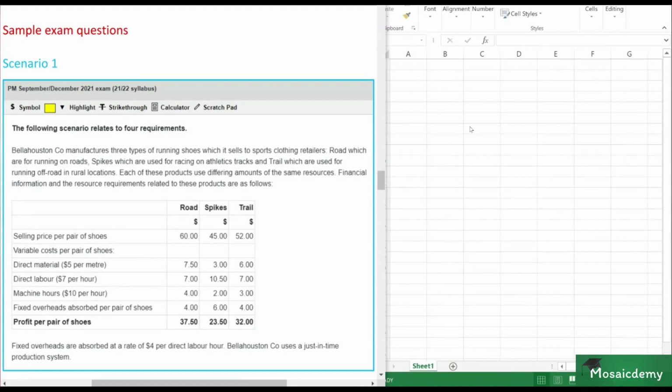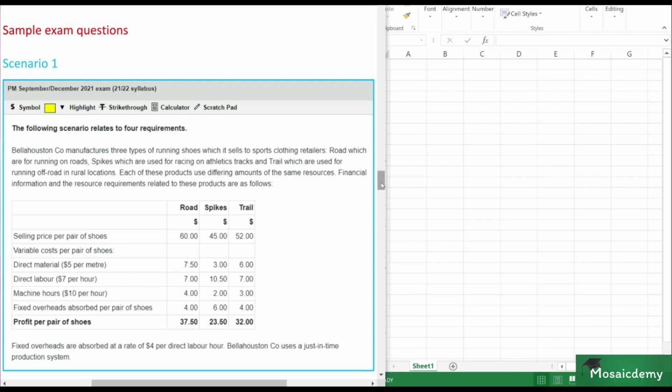Hello everyone. In today's video, we'll be trying yet another past paper question for the ACCA Performance Management exam. The question we're doing today is from the September-December 2021 past paper. It's scenario 1 from section C. And the topic of the question is basically linear programming. So without any further ado, let's head into the question.